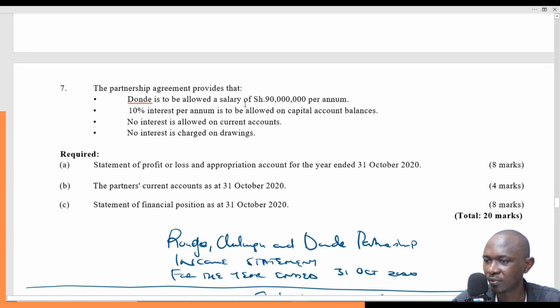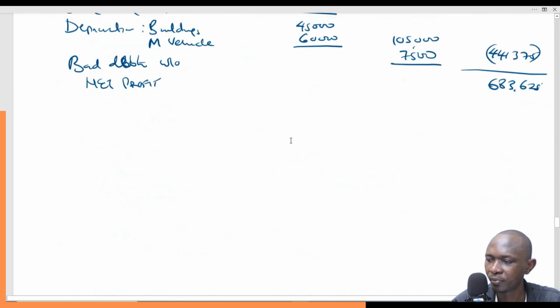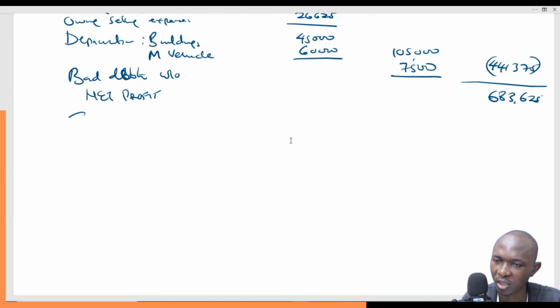And in the appropriation, we have this salary of 90,000 per annum. So salary is part of the appropriation account. So salary to Donde, that is 90,000.